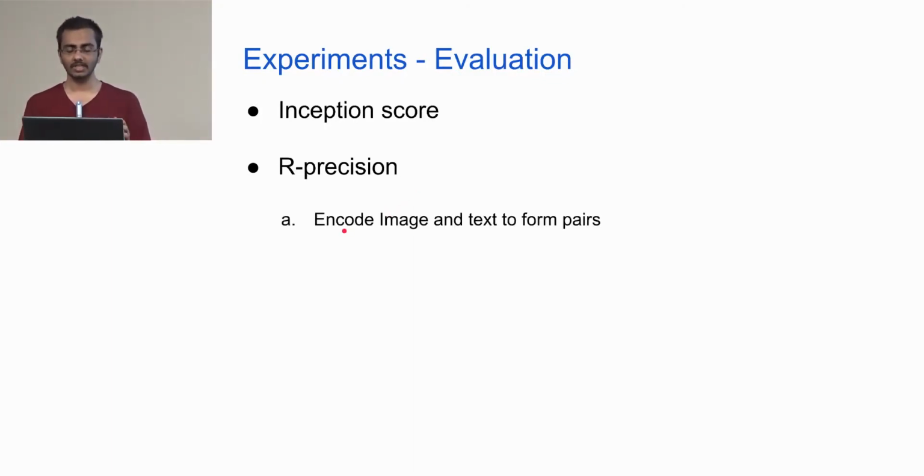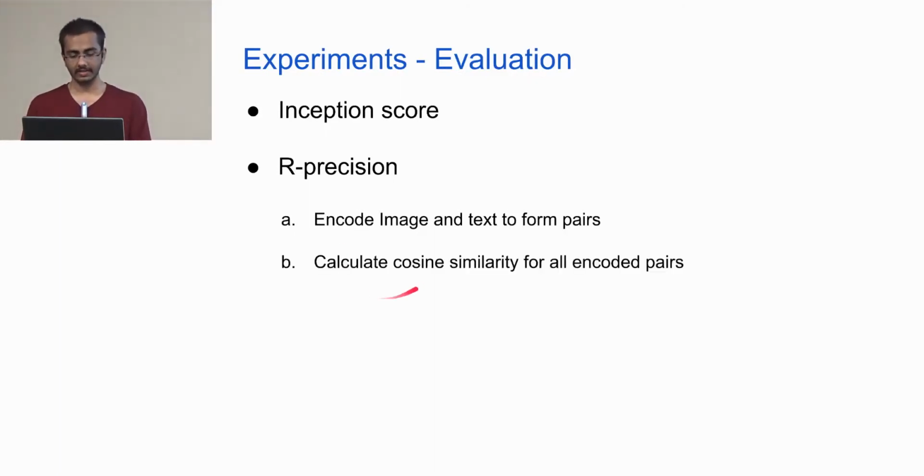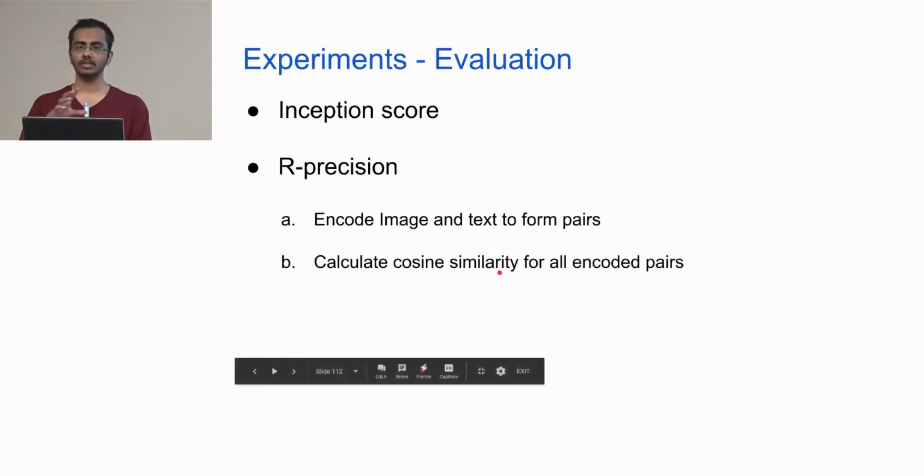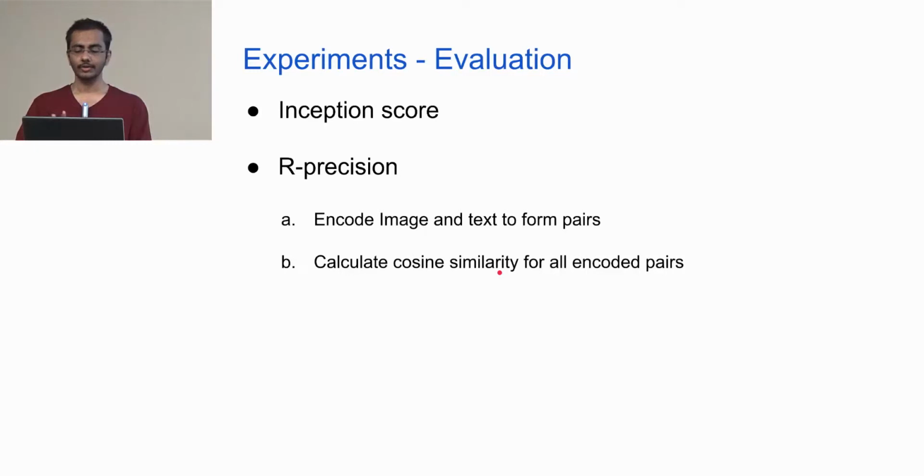So you have an image and you have a text, and you have lots of pairs of them. You encode them using your image encoder and your text encoder, just the CNN or LSTM, and then for each of them you calculate the cosine similarity. As we saw previously, all the formulas to get the similarity, you do that for all the encoded pairs. So if you have 100 samples and 100 images, you do this with all the pairs, not just the matching pairs, you do this with all of them.